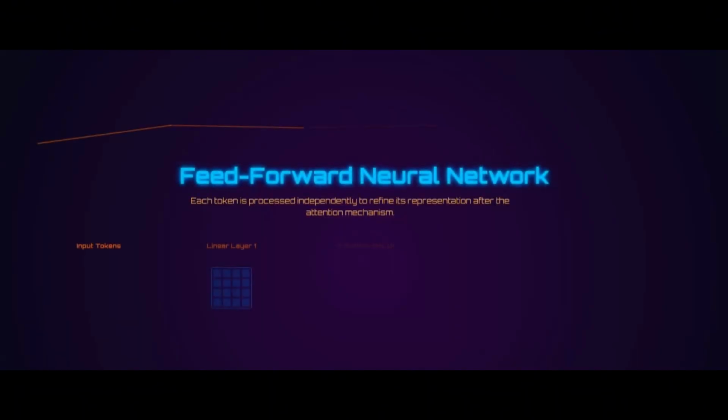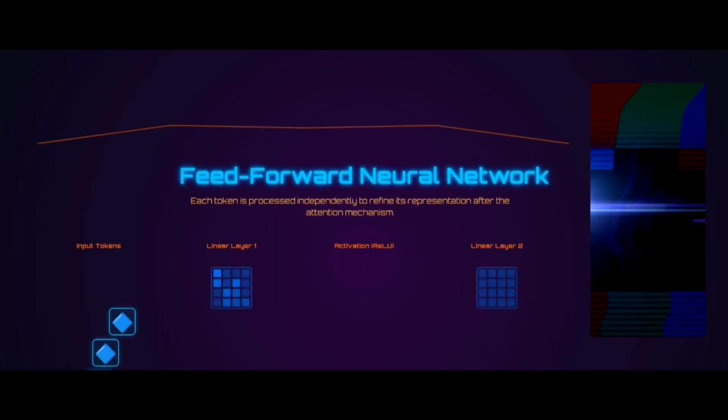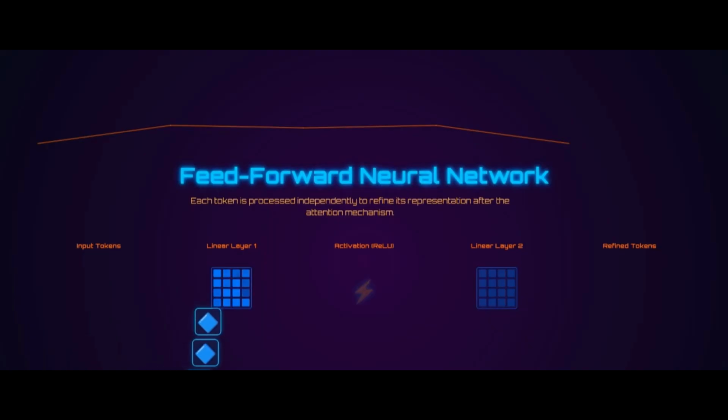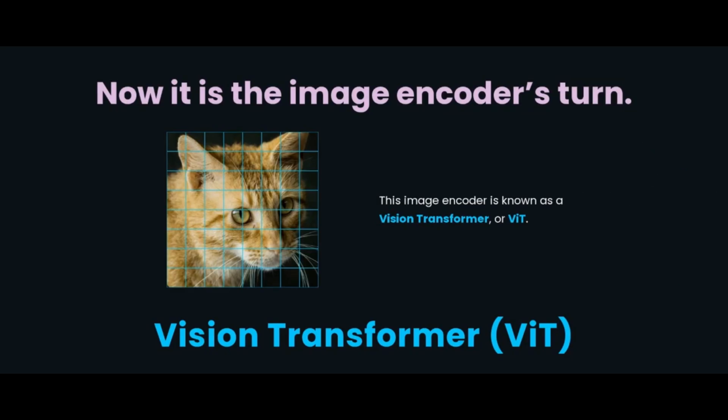Finally, in the higher layers of the transformer encoder, each token is passed through a 2-layer feed-forward neural network. This network is applied independently to each token and consists of a linear transformation, a nonlinear activation function, and a second linear transformation. Its role is to further transform and refine the representation produced by the attention mechanism. Up to this point, we have seen how the text encoder uses the self-attention mechanism to extract meaningful information from text. Now it is the image encoder's turn. This image encoder is known as a vision transformer, or ViT.